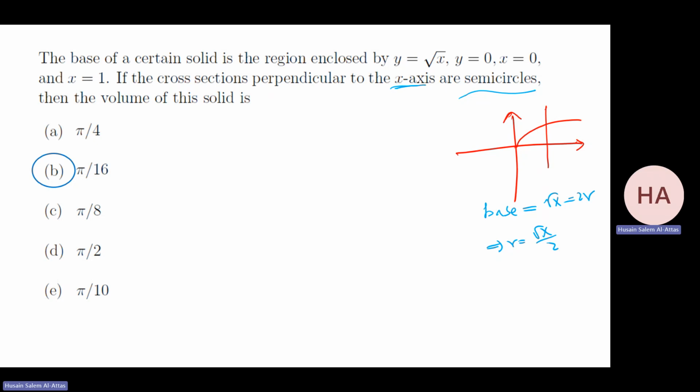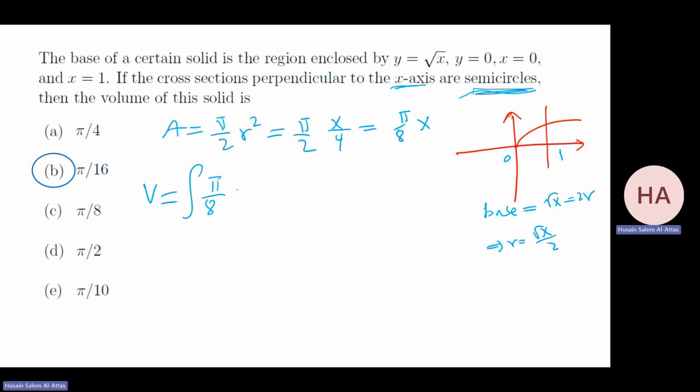Great. Now, semicircle, what is the area? Pi over 2 r squared. That will be pi over 2 times x over 4. That will be pi over 8 x. And the volume, what is this? This is 0 to 1. So the volume will be the integral of pi over 8 x dx from 0 to 1. And that will be what? Pi over 8 times x squared over 2 from 0 to 1. That will be pi over 16. And that is the answer. Nice.